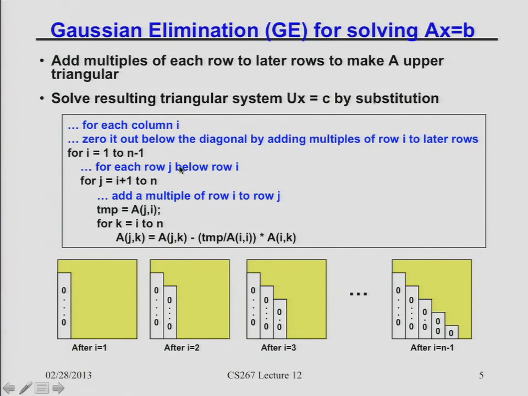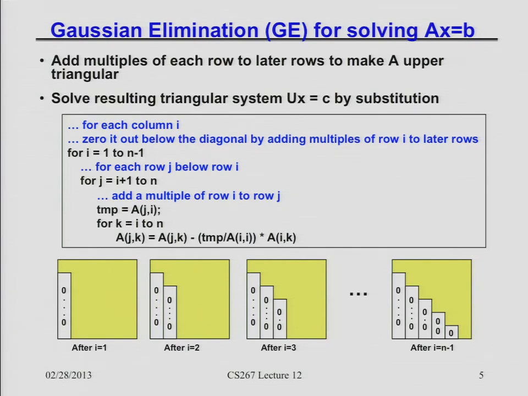Let me write it out as loops, and then I'll modify the loops. For each column, I need to zero it out below the diagonal. So I loop I going from 1 to n minus 1. Those are all the columns. And then for each row j below that I, below the diagonal, I'm going to have to add a multiple of row I to row j. What's the multiple? There's the multiplier. And here is the loop that actually takes row I, multiplies it by a scalar, and adds it to row j. Okay, so that's the starting point that finally gives us an upper triangular matrix at the end of the process.